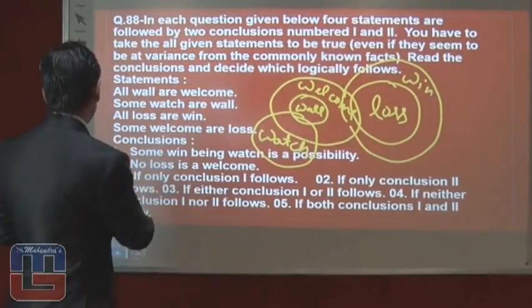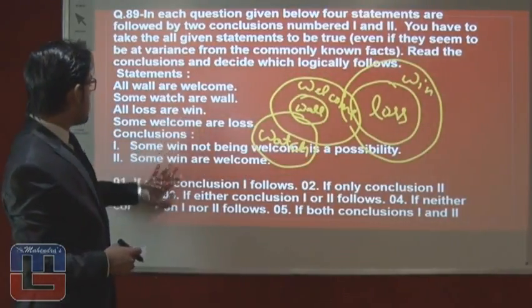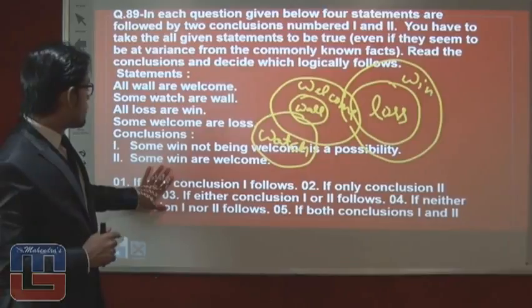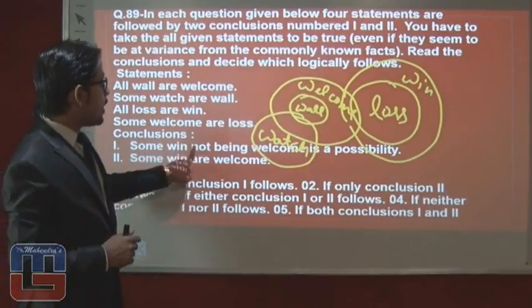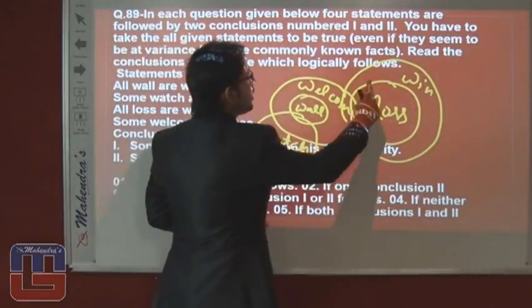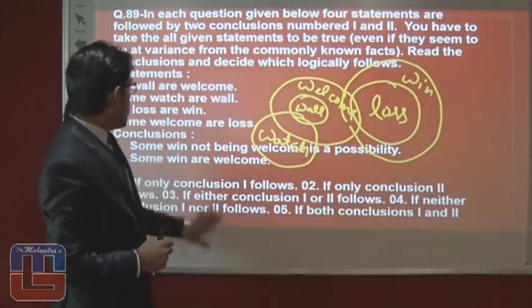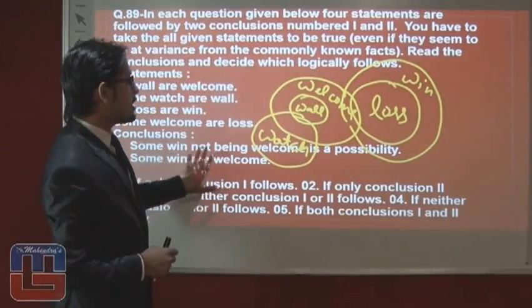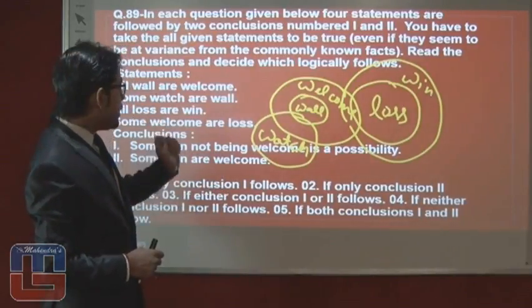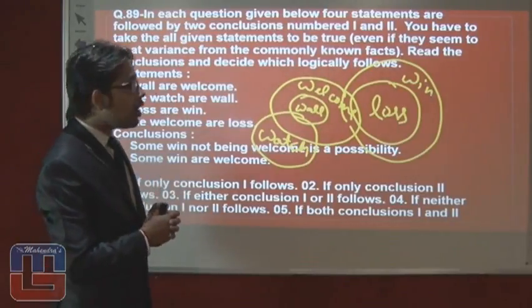Let's move on towards the next question. This question again has four statements written, two conclusions. First conclusion you can see here, some win not being welcome is a possibility. You can see over here, there is a positive relation between welcome and win. There is some positive relation examiner wants to consider. Might be it can happen the negative relation between welcome and win or not.